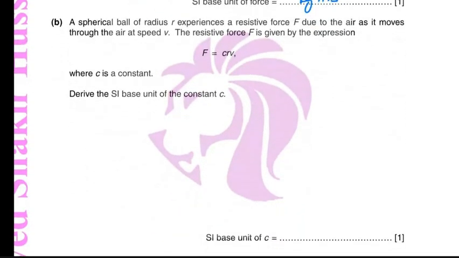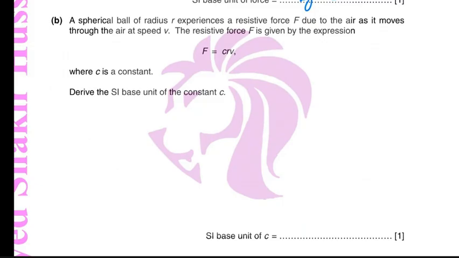Now, it says a spherical ball of radius r experiences a resistive force F due to the air as it moves through the air at a speed v. The resistive force F is given by the expression, where C is the constant. Derive the SI base units of C. So you need to make C the subject once again, and you will rewrite it this way.